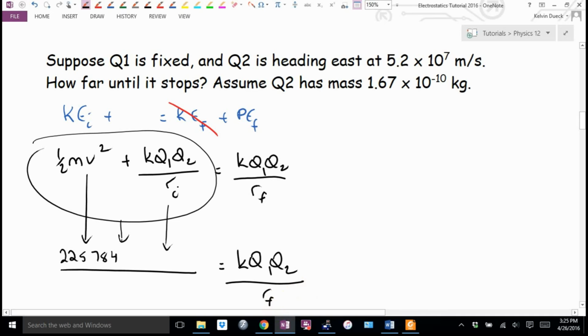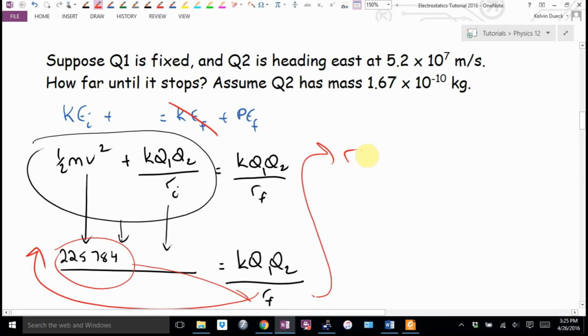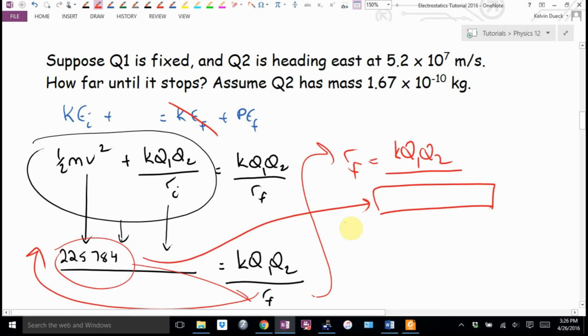How would I get R final by itself? I think I would multiply the R to the front. Yes? And divide this to there. I think R final would end up being K, Q1, Q2, all over whatever the heck that was right here. I've made up bad numbers. I did a quick rough guess in my head, and the answer is going to be stupid. So I'm not going to bother crunching it. It's going to be a yucky answer.